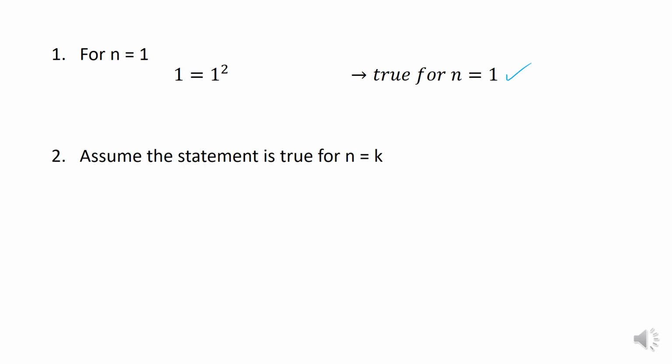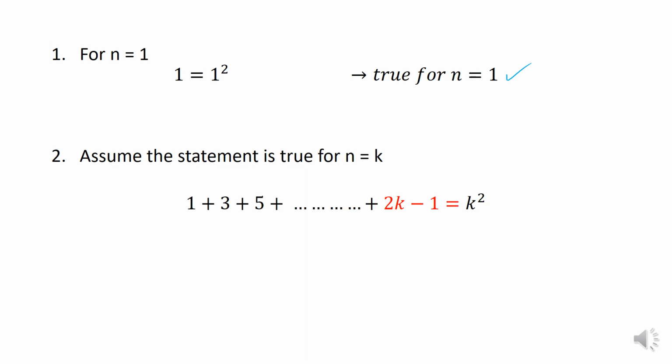Now let's go through the steps for proof by induction. We'll start with n equals 1. So adding the odd numbers on the left, well, you just have 1. Equal to n squared, that's 1 squared on the right, so 1 equals 1. It is true for n equals 1. And you should write that statement, true for n equals 1. Now, assume the statement is true for n equals k.